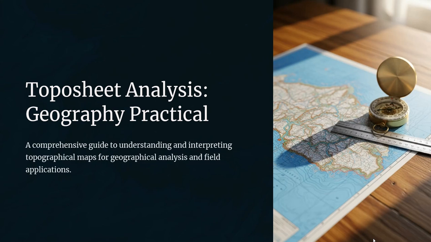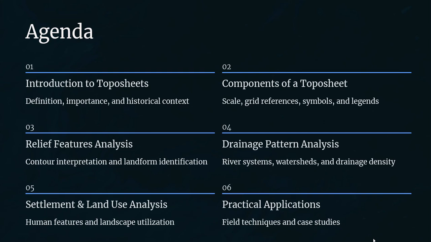So today we will discuss Toposheet analysis. In Toposheet analysis, first of all, the introduction of Toposheet. Here we learn the definition, importance and historical context of Toposheet. Then the components of the Toposheet, like the map, the scale, grid reference, symbol, legend, all those things.